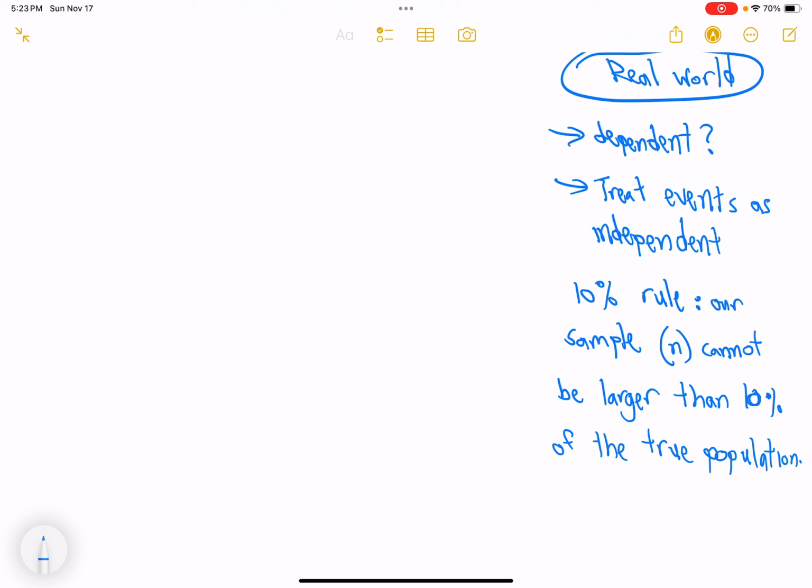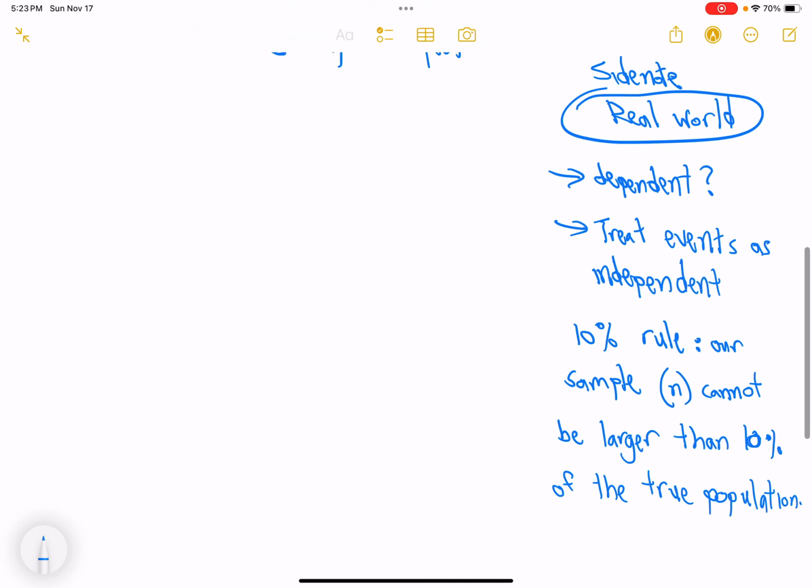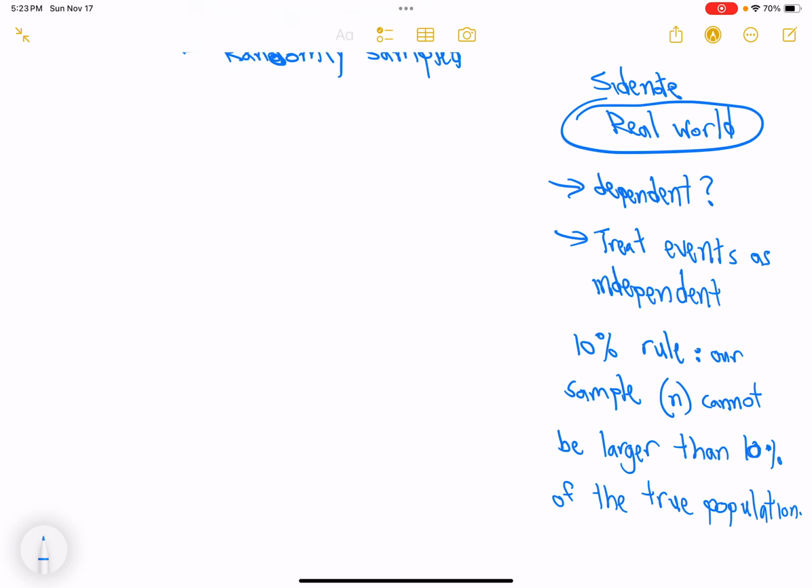So what does this mean? Well, sometimes you can treat events that are not truly independent, that have certain dependencies or that we're not entirely sure about, as if they are independent. And we can afford to do this on a larger scale when the sample we're looking at is not larger than 10% of the population. The reason is we've taken a small enough subset of the population that the dependencies are not going to heavily impact our sample.